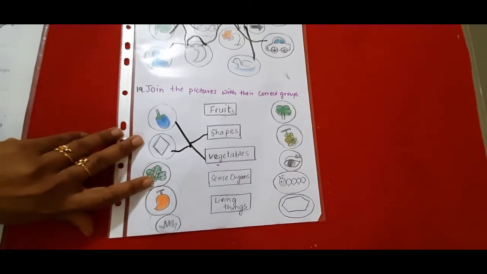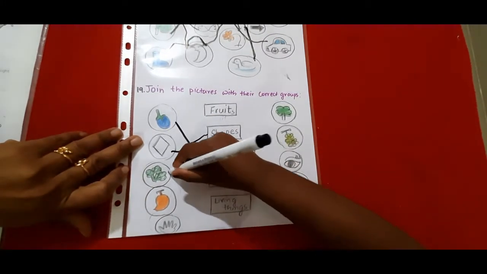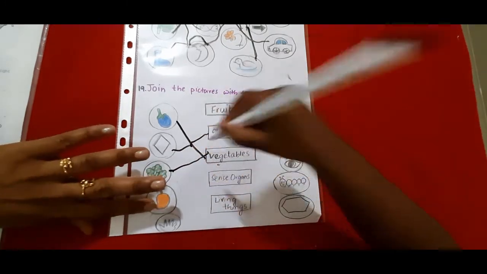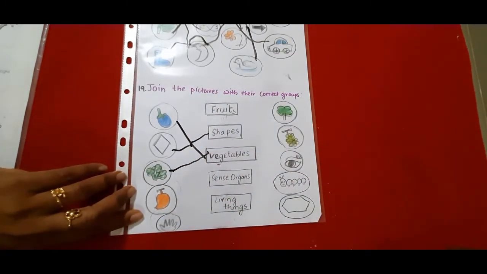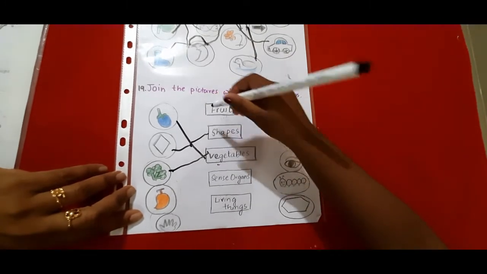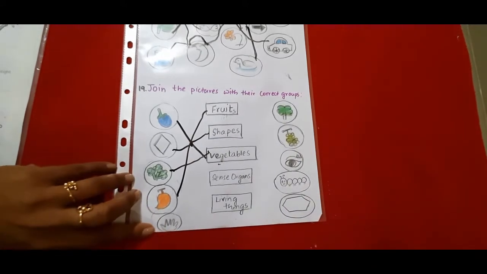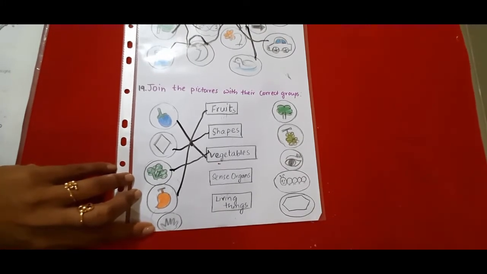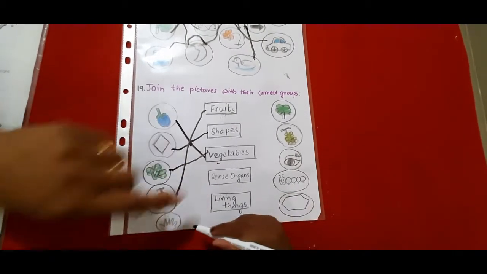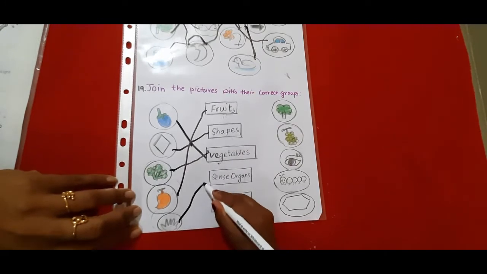Now broccoli. Very good. Mango. Mango is not a vegetable. Mango is a fruit. Hand is what? Is it fruit, shape, vegetable, sense organ? Sense organ. Very good. Please find out which is the sense organ. This one is a sense organ. Because she cannot read, I'm just helping her a little bit.